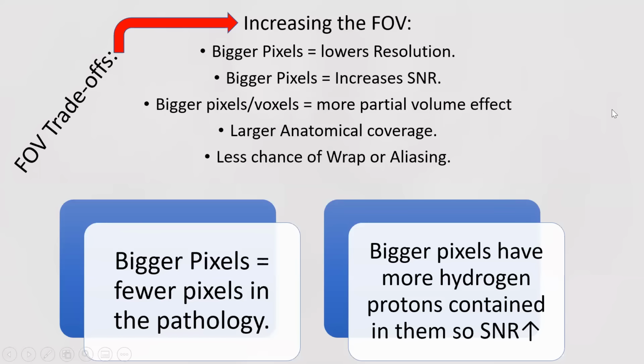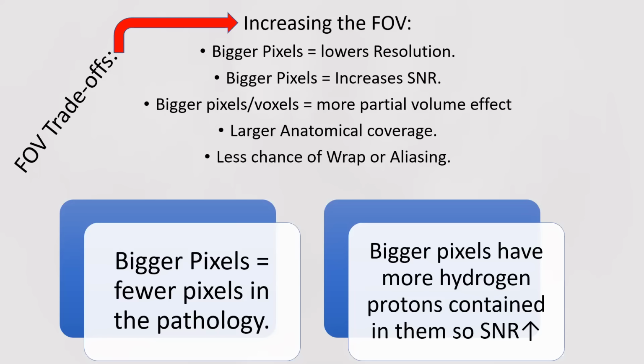All right, so bigger pixels equals lower resolution. So that's where field of view comes in as far as resolution and signal to noise goes. Bigger pixels equals increased signal to noise, because it's all about putting pixels in the pathology. You want small pixels in your pathology while maintaining a decent signal to noise. The other problem with having big pixels is you get something called partial volume. And this is something else that they like to ask you the definition of.